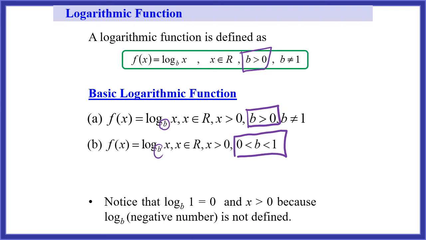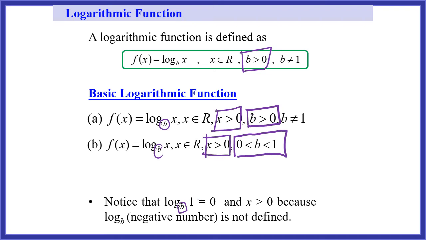Notice that log to the base b of 1 is always equal to 0, and x is more than 0 because log base b of a negative number is not defined. That's why we cannot have b equal to 1, because 1 to any power will be 1. So b must be more than 1 or in between 0 and 1, and our x is always more than 0.